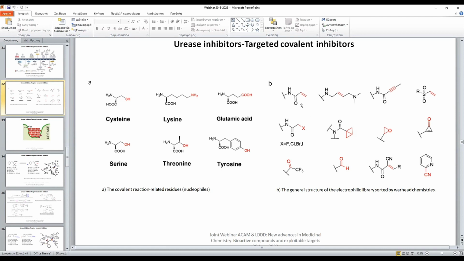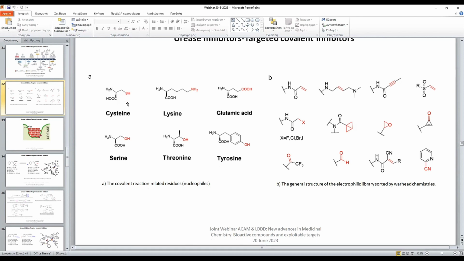What are the most used electrophiles for covalent inhibition? Acrylamides by far. Triple bonds, epoxides, whatever, several of them, but acrylamides are by far the most found. And the sulfhydryl group of cysteine, again, by far the most used.